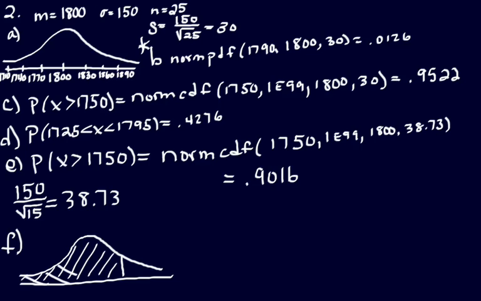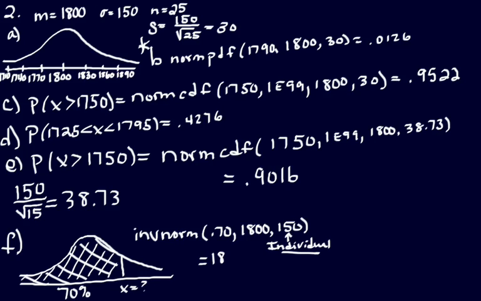Part F changes gears just a little bit. We're talking about the percentile. I drew a picture just to kind of make sure that you remember what the percentile is. The percentile is nothing but the probability or the area under the curve to the left of some number. It's always to the left. It's never the other direction. It says for the individual in letter F. And so we're going to be using the original standard deviation of 150. Because this is asking me for a number, we're going to use inverse norm. Remember, normal CDF gives us the probability, and inverse norm is going to give you the actual values.